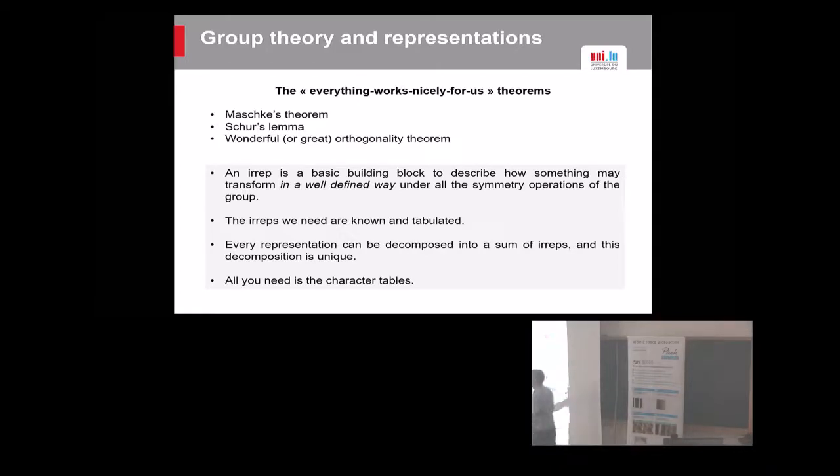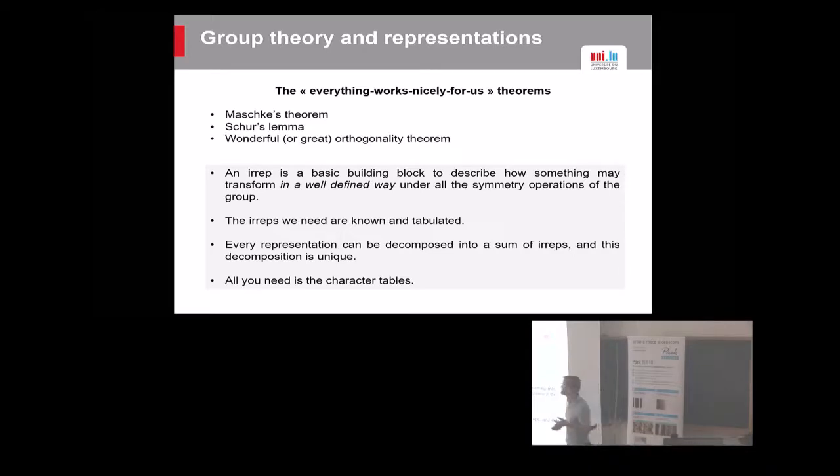Second thing, the IREPs that we need for the point groups and the space groups, this is all done and known and tabulated. So again, it's all about finding your way in this literature, and you usually don't have to redo all those things. Then every representation for any kind of phenomenon that you might want to study can be decomposed into a sum of IREPs, and this decomposition is unique. So you're really using the IREPs as a base, in a way, to describe any kind of thing that you want. And finally, all you need is love and the character tables, but also love, but also the character tables. Okay.